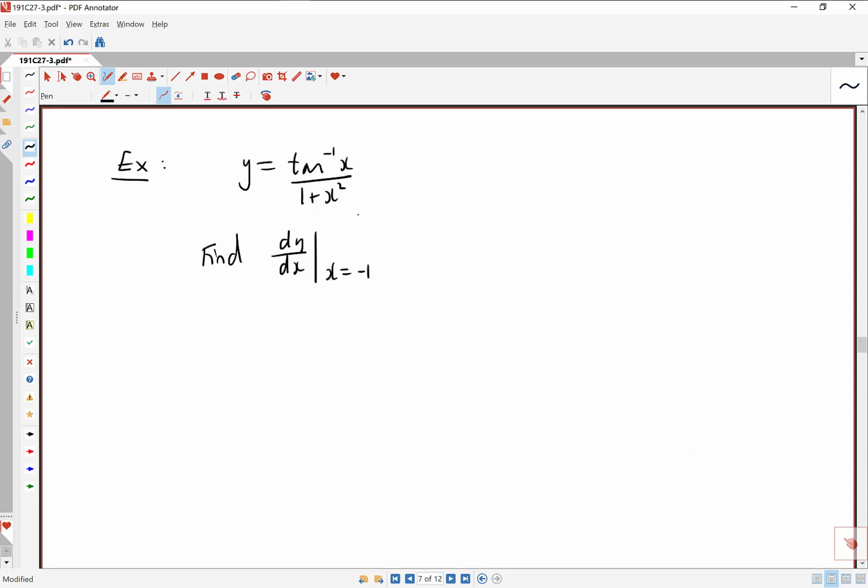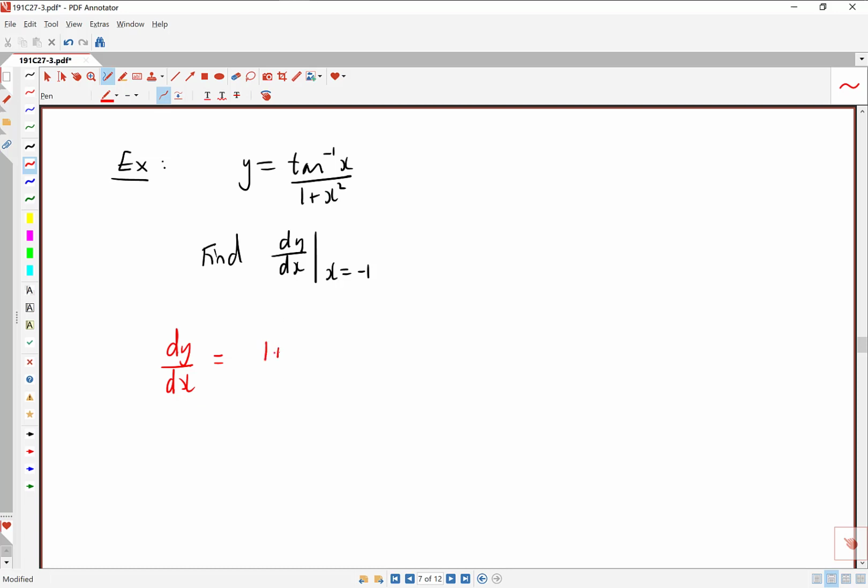So now we're going to try a derivative calculation where we actually evaluate our derivative at a certain x value. So we've got y equal arctan x over 1 plus x squared. And first thing we'll do here is we'll just find our derivative dy by dx. Once we've got that, then we'll think about plugging in. So we're going to do our quotient rule.